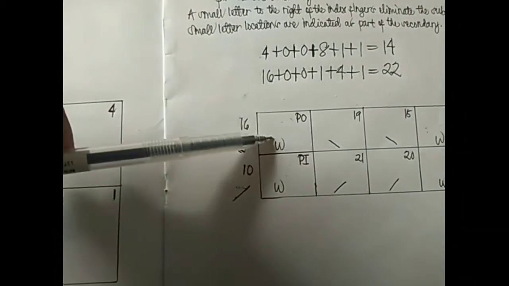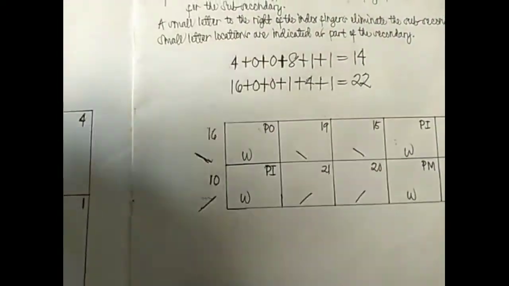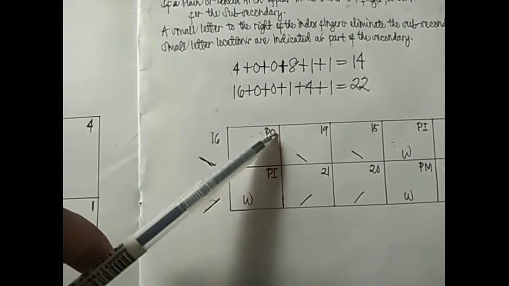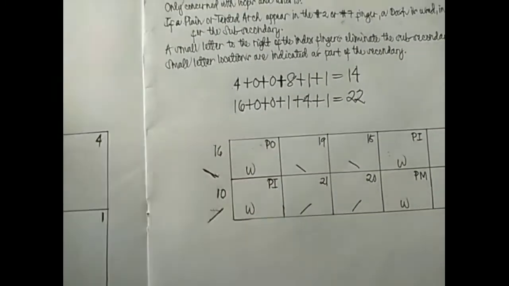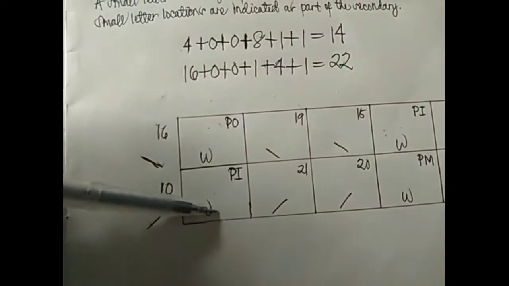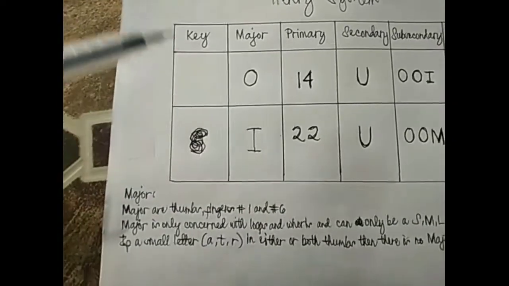So here in the example, finger number 1 and finger number 6 is a whorl. So simply bring up the tracing. So here in finger number 1 it is capital O. So put capital O. In finger number 6 it is capital I. Then simply bring up capital I.